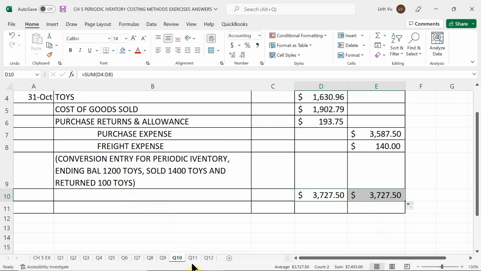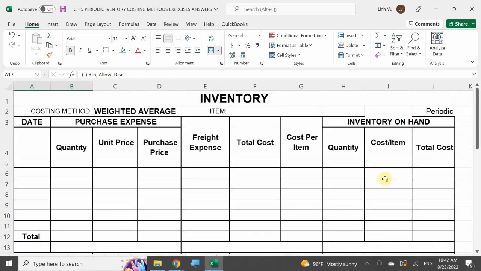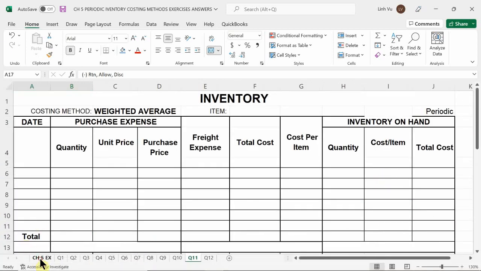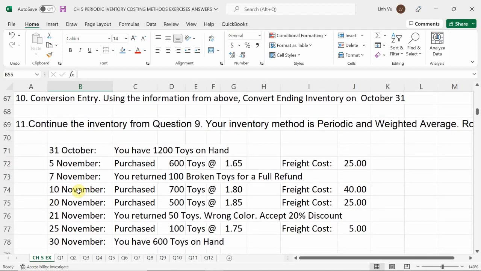Okay. So again, what happens when I have beginning inventory for weighted average? So number 11 says continue with the inventory from question number 9, and your inventory method is periodic and weighted average. Assume that all purchases were made on account, and so on and so forth. Round to the nearest penny. So on October 31st, you have 1,200 toys on hand.